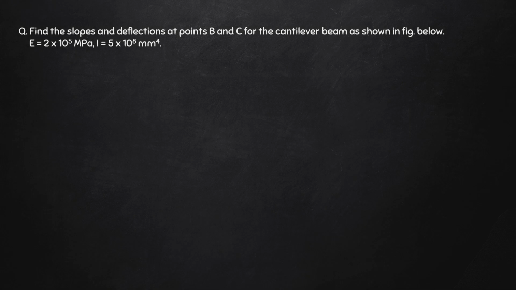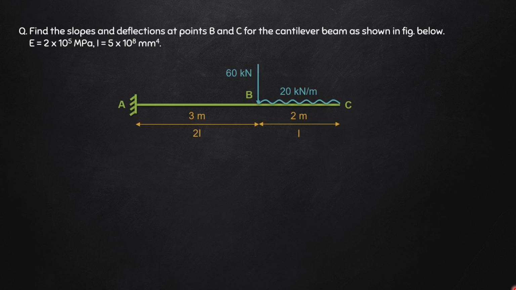Alright, now let's start with the numerical problem. It says, find the slopes and deflections at points B and C for the cantilever beam as shown in the figure below. The value of E is given as 2 into 10 raised to the power 5 MPa, and the value of I is given as 5 into 10 raised to the power 8 mm raised to the power 4.